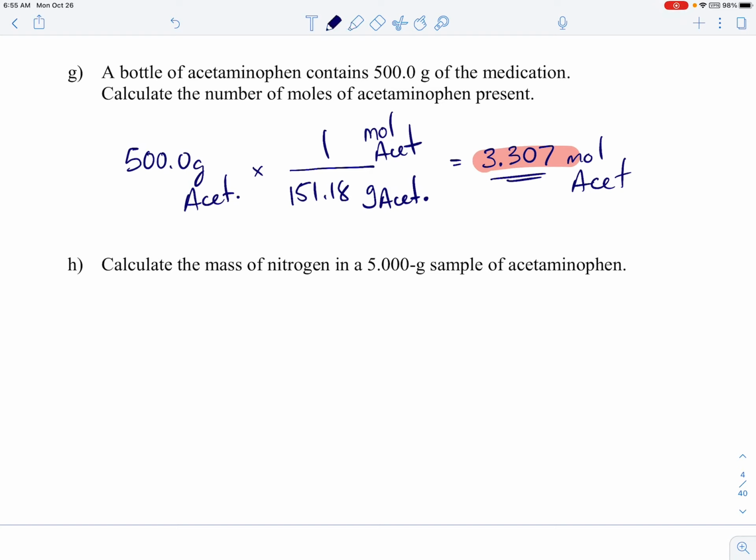We could take the mass of acetaminophen that was given to us, and 99.9% of the time, if you're given a mass in stoichiometry, you're going to convert that to moles. So let's use the molar mass and switch the grams of acetaminophen to moles of acetaminophen. Now what could I do? 1 mole weighs 151.18 grams, the molar mass.